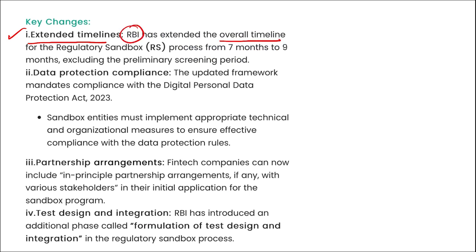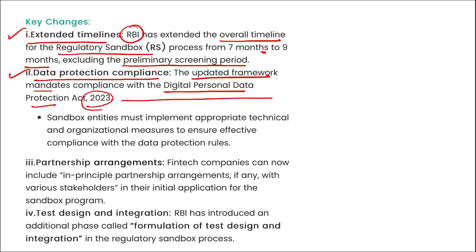RBI has extended the overall timeline for the regulatory sandbox process from 7 months to 9 months, excluding the primary screening process. Then second comes data protection compliance. The updated framework mandates compliance with the Digital Personal Data Protection Act of 2023. Remember, this is an important bill where companies can use the data, but once the work is done, they have to delete the data and they need to inform the user about the data being used. And if they fail to do so, and if they're still using the data, then they will be fined a heavy amount, right?